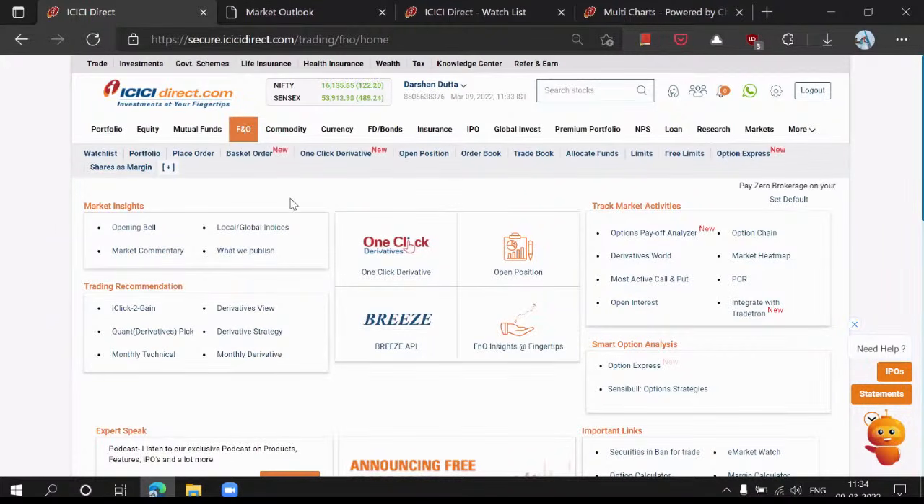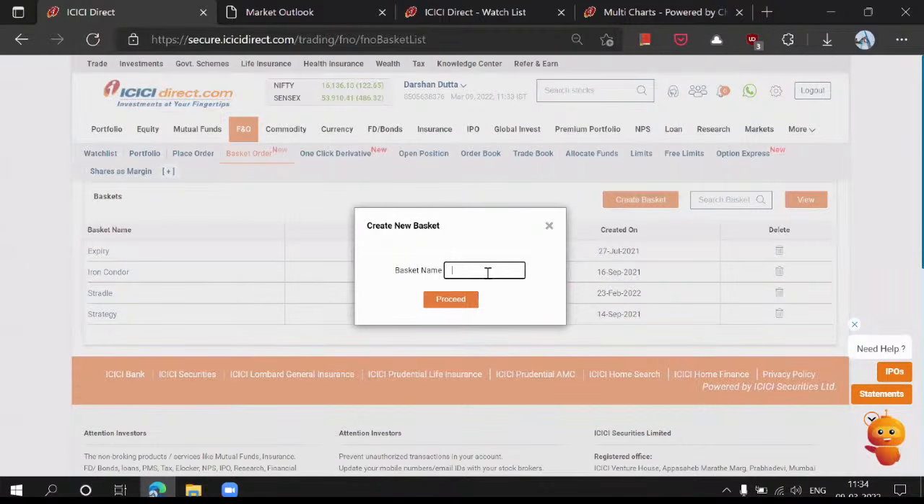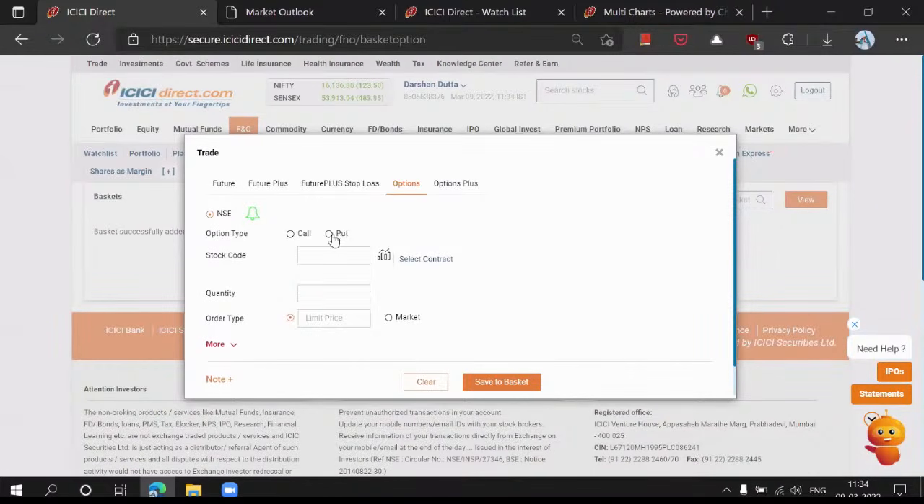So now we'll just run you through the basket orders as well. Because a lot of people do strategies, herein you could create your own baskets, look at your strategies, and then execute and look at your margins, and execute trades. So let's say you start with creating a basket. Any name that you want to take, you can just put up a name.